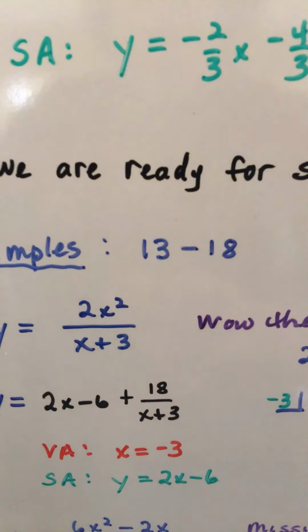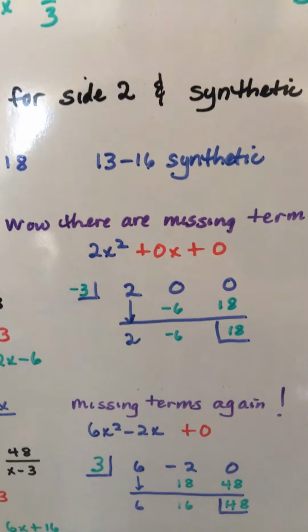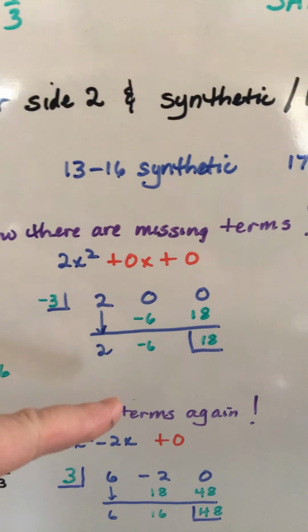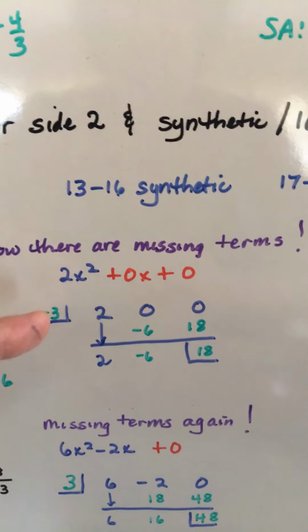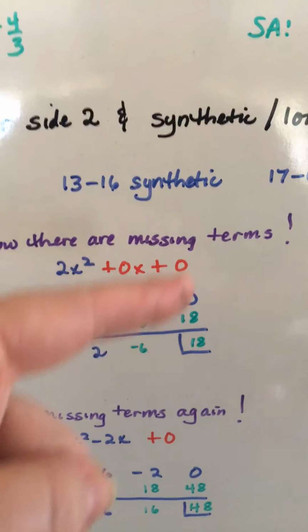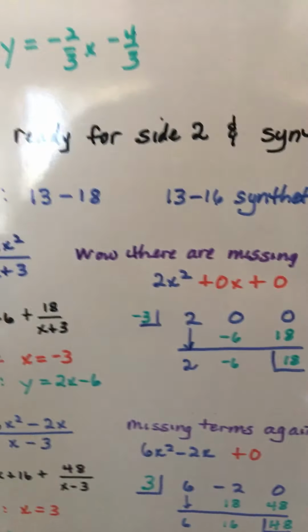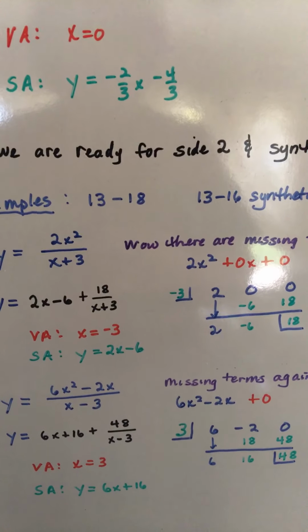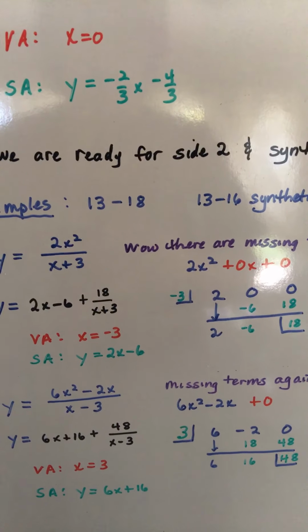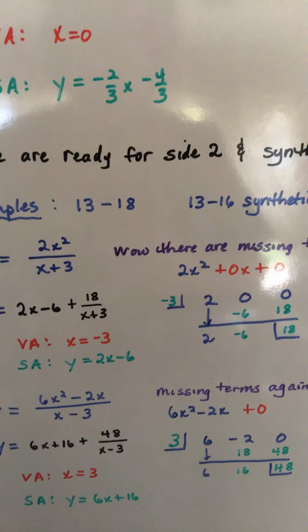What makes the denominator 0 is -3. And so -3 is my divisor. Bring down the 2. -3 times 2 is -6. Add. -3 times -6 is 18. Add. Notice I've boxed off the remainder. So I know my quotient is y equals 2x minus 6. And the remainder is placed over the original denominator. So plus 18 over x plus 3.